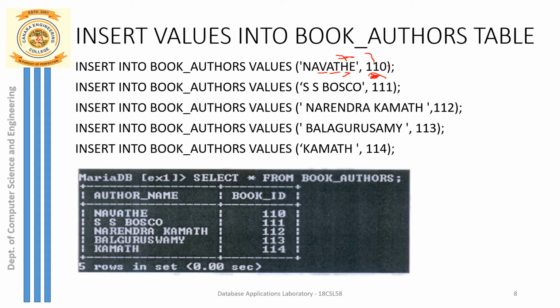There is author name, and then 110, 111, 112, 113 and 114 are the book IDs which had already been entered into the book table. Here, the combination of both is the primary key, so this combination should not be repeated. Navate 110, again Navate 110 you cannot enter as a second row. All these different entries should be unique in nature.